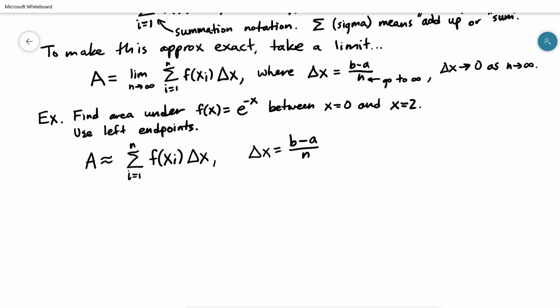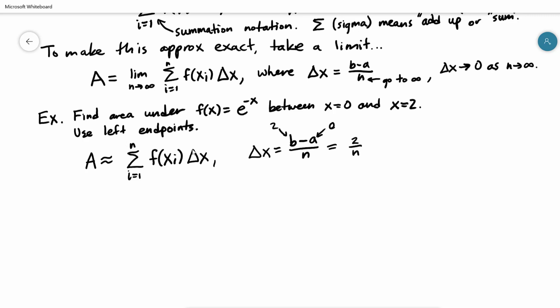So let's get all of these pieces out. In this example, b is 2 and a is 0. They are the starting and stopping points of my interval. So if I do 2 minus 0, the whole width of my region that I'm interested in is 2, right? From 0 to 2, that's a width of 2. And I'm chopping it up into n pieces. So in this case, delta x is just going to be 2 over n. The total width, which is 2, divided by n.